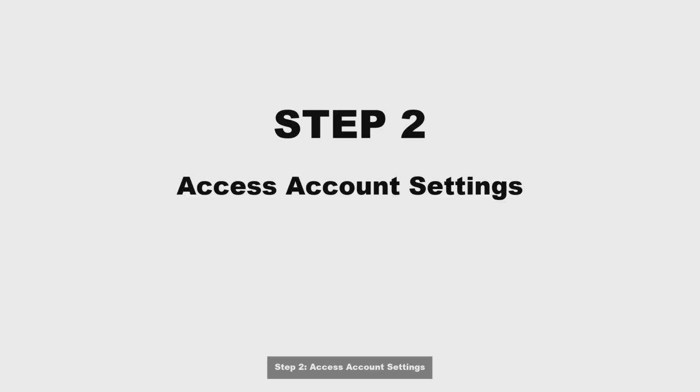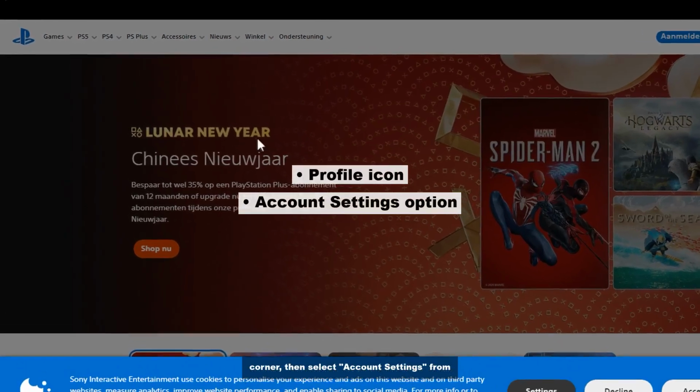Step 2. Access account settings. Tap on your profile icon in the top right corner, then select Account Settings from the drop-down menu.